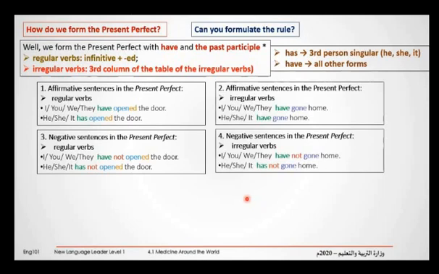For the negative sentences with irregular verbs, it would look like this. I, you, we, or they have not gone home, or haven't gone home. He, she, or it has not gone home, or hasn't gone home.